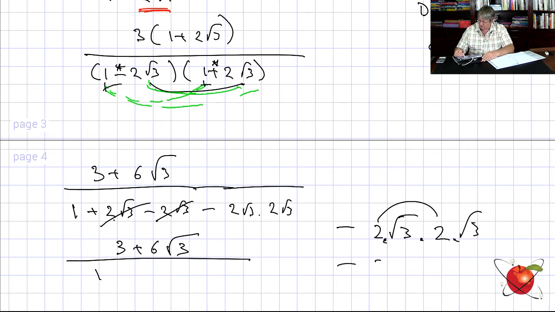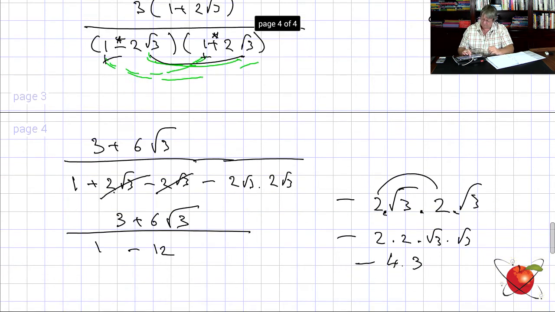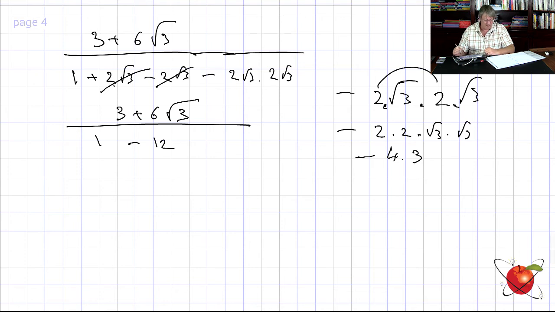So it's going to be minus 2 times 2, root 3 times root 3. Well, 2 times 2 is 4, and root 3 times root 3 is 3. So it's going to be 1 minus 12. Okay? It's going to be 1 minus 12. And then, okay, what do I have? On top, I have 3 plus 6 root 3 on top of 11 minus.